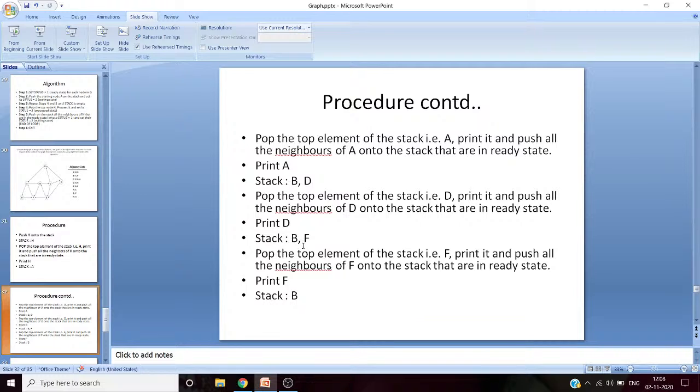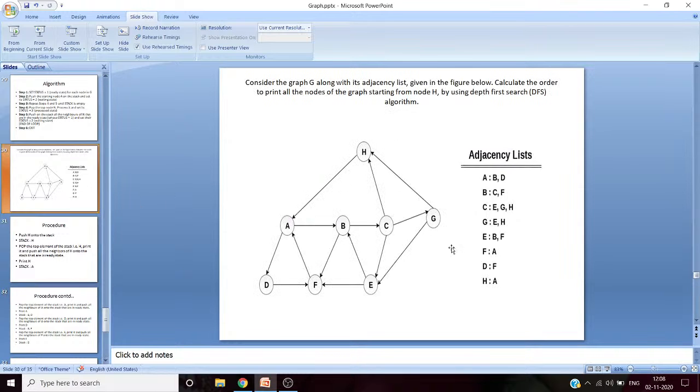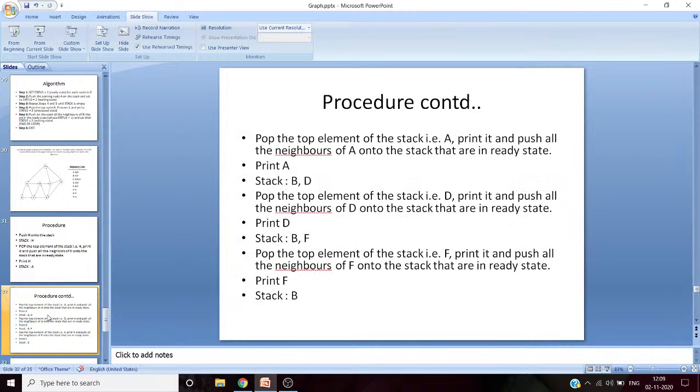Now, what is the top of the stack? That is F. So, we will check again the adjacency list. F is having one neighbor, that is A, which is already processed, already printed. Here, previously we were keeping count on Q2 and now we are keeping count on the printing list, printing sequence. Already A has been printed, so no need of pushing A in the stack again. Okay. So, then F will be directly printed.